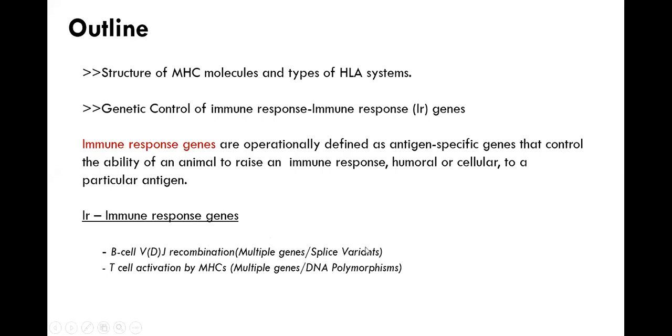Multiple gene segments are there, and they use a molecular mechanism called splice variants. When we come to T cells, the genes that control them are indirectly controlled by MHCs. If the genes control MHC production, by default they control specific T cell activation. And what genes control MHCs? Again, there are multiple gene families. But the fundamental difference is that in B cells, splice variants and recombination happen, whereas in MHCs, there is no splice variant per se, but a genetic phenomenon called DNA polymorphism.